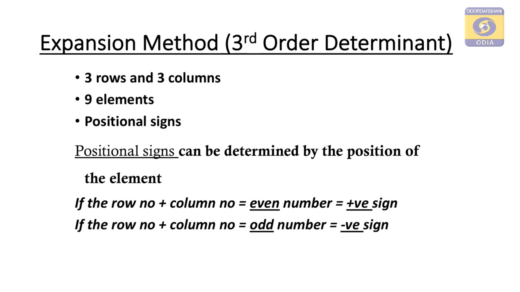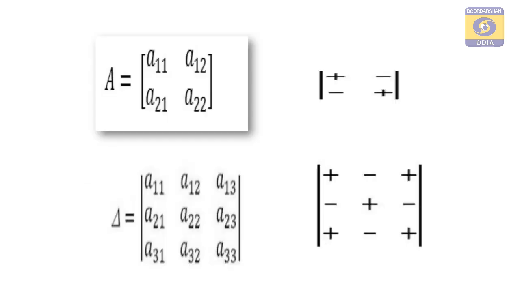Now, how do we know the positional sign of an element? Let us take for example A11. When I say A11, that means first row, first column. Now, what do we do? We add the row number and column number to find the value. 1 plus 1 means 2. So, if the resultant value is an even number, the sign is positive, that means plus. When the resultant value is an odd number, then the sign is negative or minus, right.